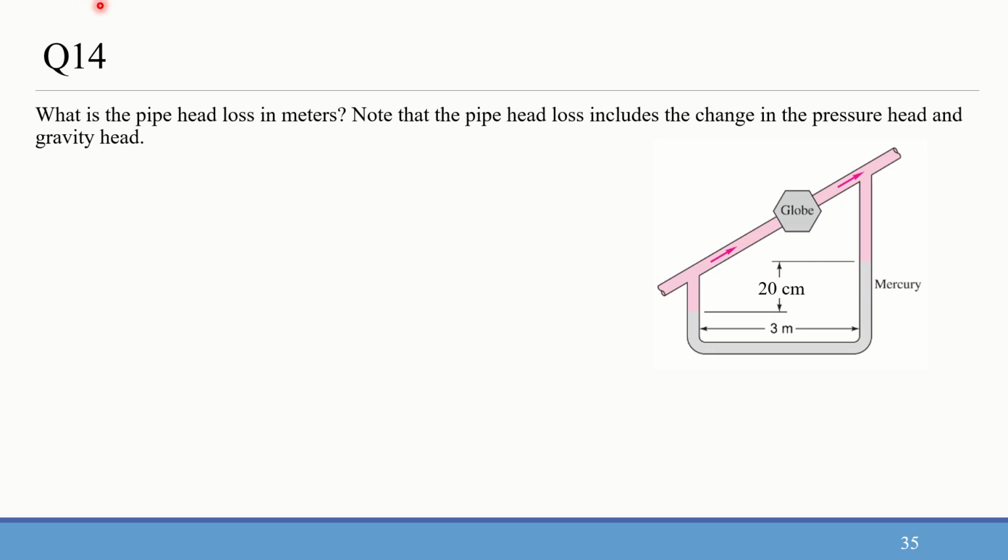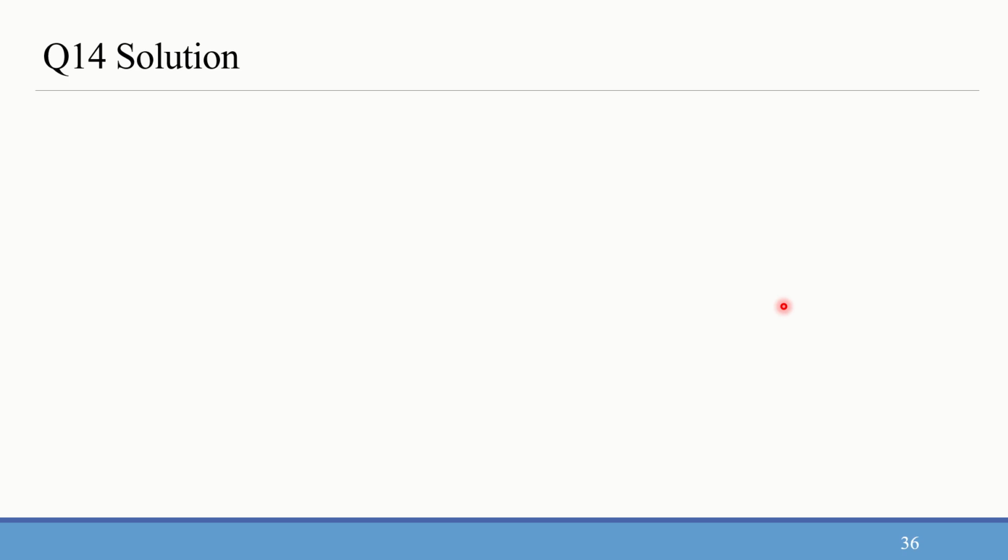So the next question is, what is the pipe head loss in meters? Note that the pipe head loss includes the change in pressure head and gravity head. So we have to find the pipe head loss in meters, noting that it includes the change in pressure head and gravity head. Here we have mercury and a globe valve where flow is from this to this, and we have the distances of 3 meter, and a 20 centimeter manometer reading. So now we have to calculate the pipe head loss. We'll go directly to the solution.